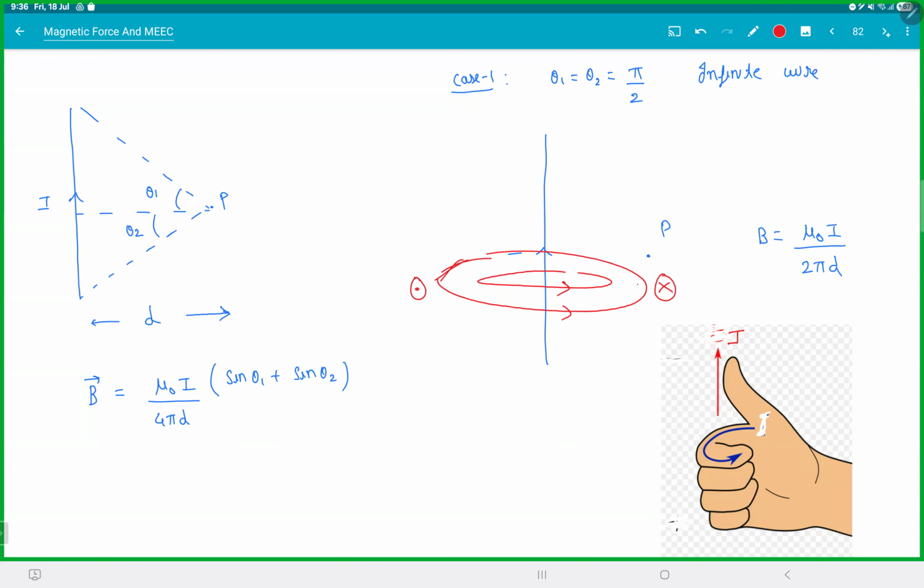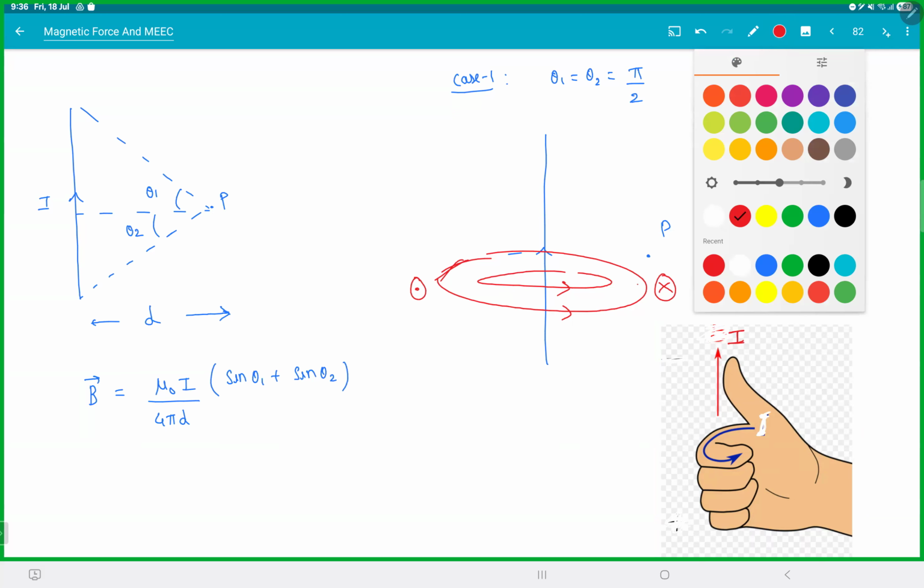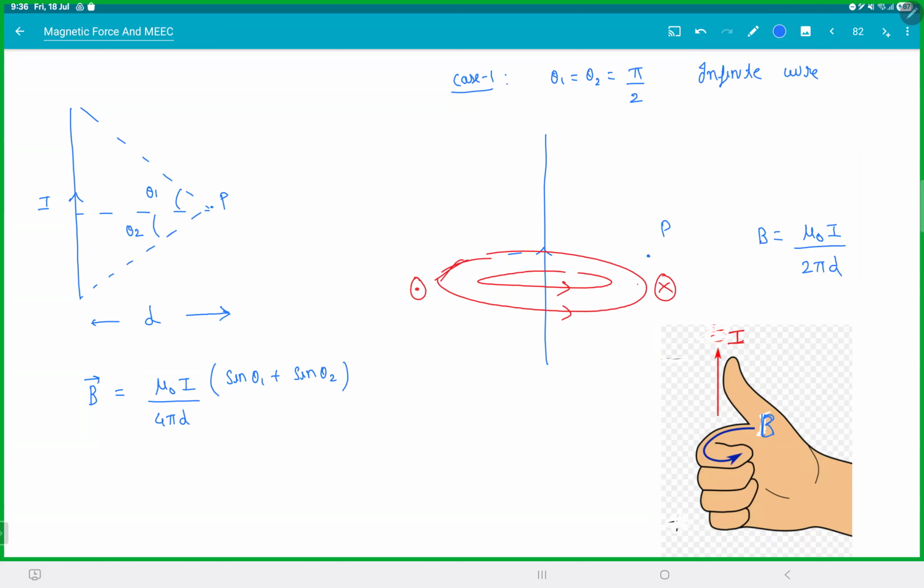So this is the direction of current. This will give you the direction of magnetic field. Clear with that?